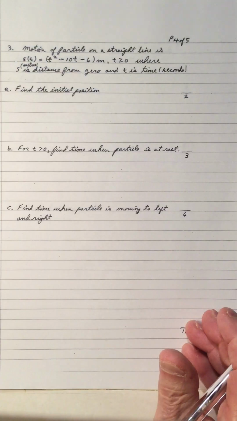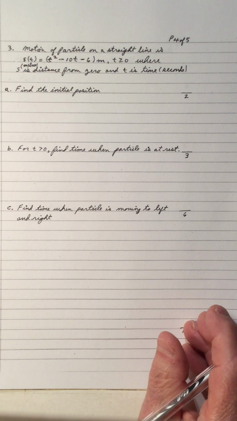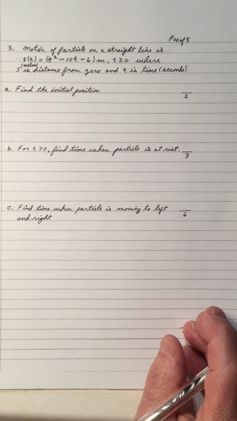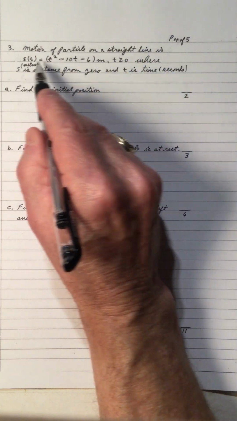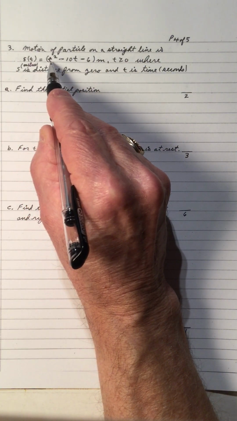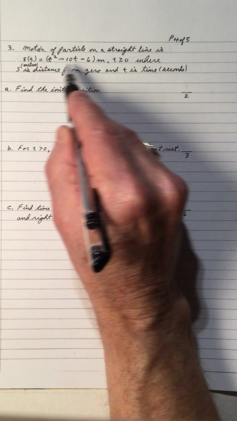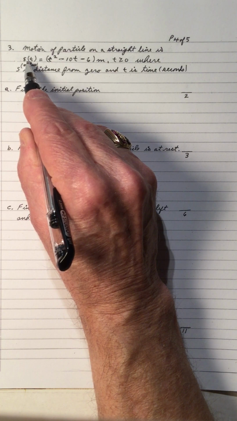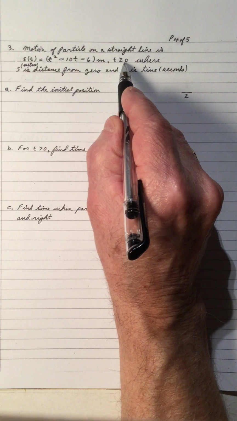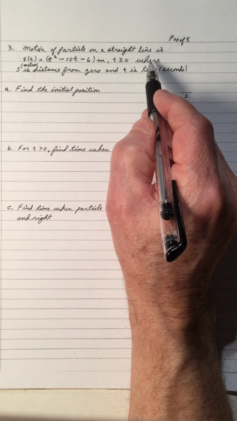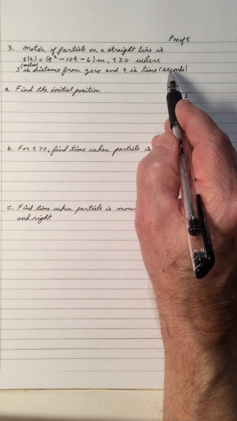Hopefully everything is going well, and you understand the unit on motion of an object in the air or a particle on a line. Number 3, the motion of a particle on a straight line is s of t equals t squared minus 10t minus 6. s of t is the position in meters, and the time is t greater than or equal to 0, in seconds.